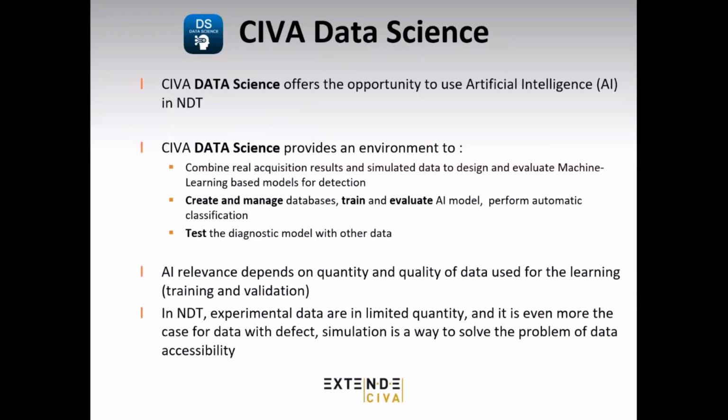We say here combine real acquisition and simulation. But of course, you have a global environment in CIVA. If you want to just train your algorithm and evaluate them with only experimental data or only simulation, it's also, of course, possible. What is also interesting is that you can combine both, but you can do either only simulation, only acquisition, or both. The demo will focus on UT, but CIVA Data Science is compatible with other techniques. So it's also compatible with the different techniques that I showed just previously in the previous slide.